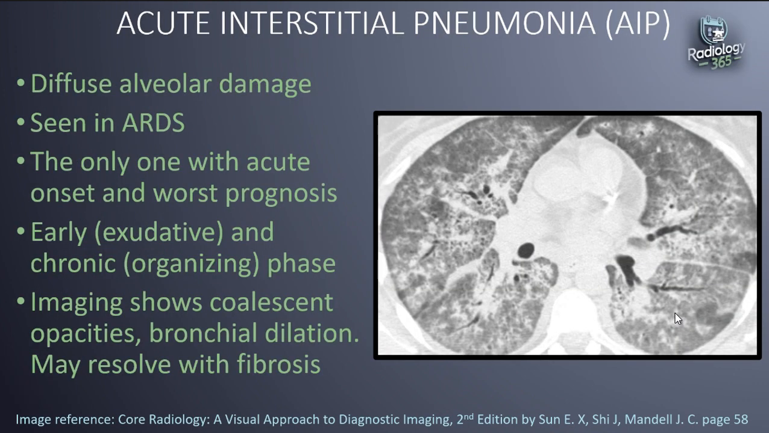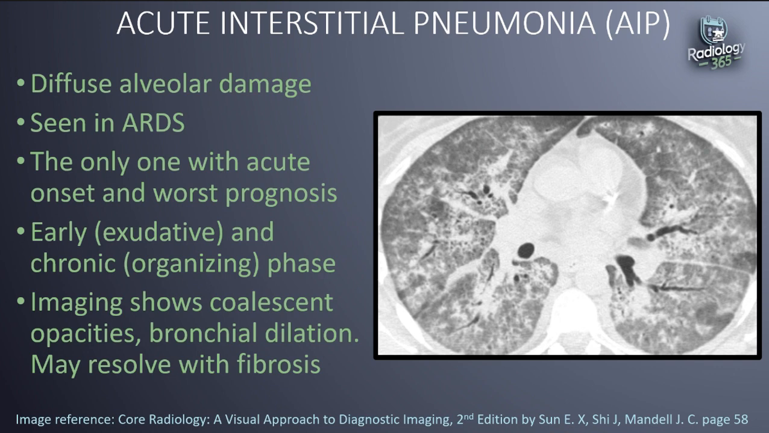And the last one we'll talk about is acute interstitial pneumonia. It represents idiopathic diffuse alveolar damage, and it's the pathologic diagnosis that is seen in the clinical syndrome of acute respiratory distress syndrome. Now, unlike the other interstitial lung diseases that we have spoken about, acute interstitial pneumonia is the only one that has an acute onset, and is the only one that has the worst prognosis. Now, it progresses in two phases. There's the early or the exudative phase, and then there's the chronic or the organizing phase. The early exudative phase features hyaline membranes, diffuse alveolar infiltration by immune cells, and non-cardiogenic edema.